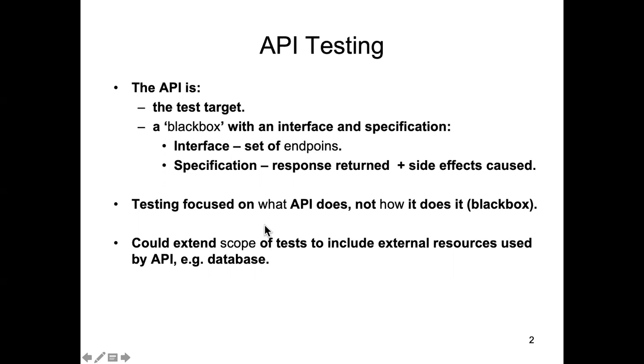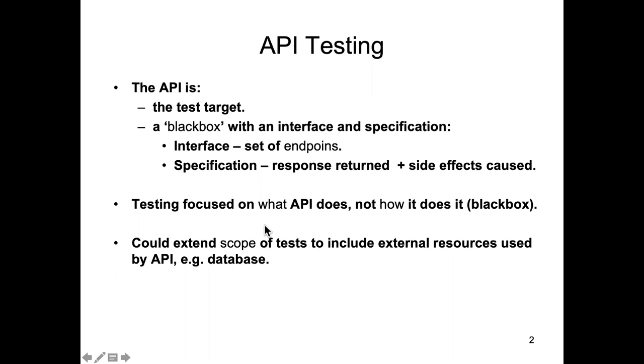We are treating the web API as a black box. That's the term I used when I was talking about end-to-end testing. What the black box entails this time is, well, our web API has an interface, that being the set of endpoints that it presents to the outside world. And it also has a specification for those endpoints.